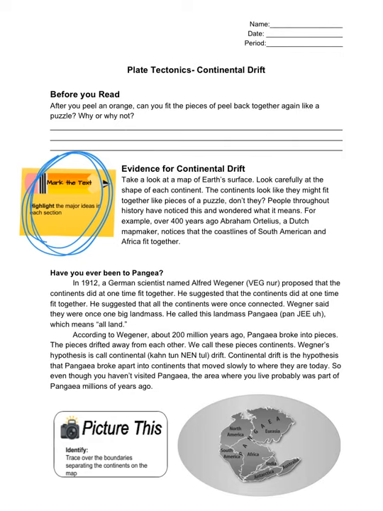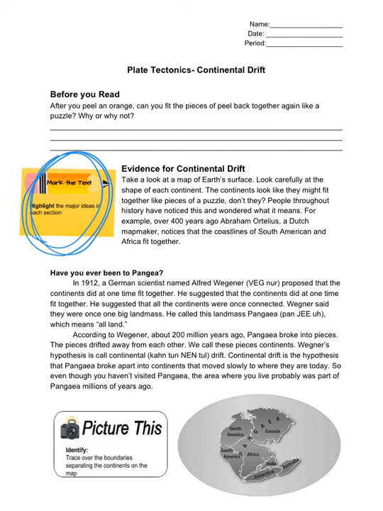According to Wegener, about 200 million years ago, Pangaea broke into pieces. The pieces drifted away from each other. We call these pieces continents. Wegener's hypothesis is called continental drift. Continental drift is the hypothesis that Pangaea broke apart into continents that moved slowly to where they are today. So even though you haven't visited Pangaea, the area where you live probably was part of Pangaea millions of years ago.